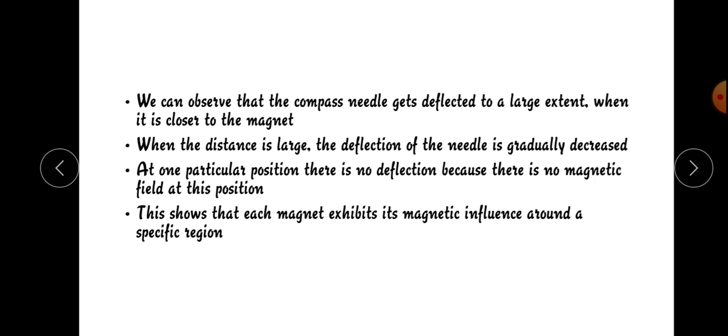Now we can observe that the compass needle gets deflected to a large extent when it is closer to the magnet. When the distance is large, the deflection of the needle gradually decreases. At one particular position there will be no deflection, because there is no magnetic field at this position.